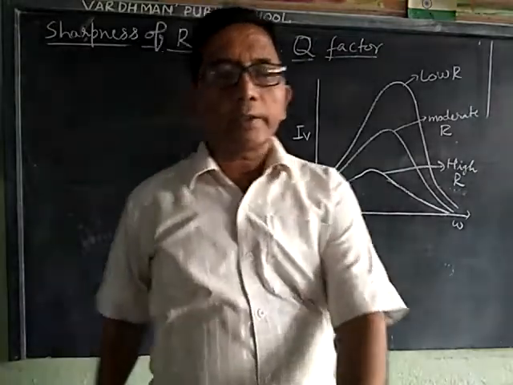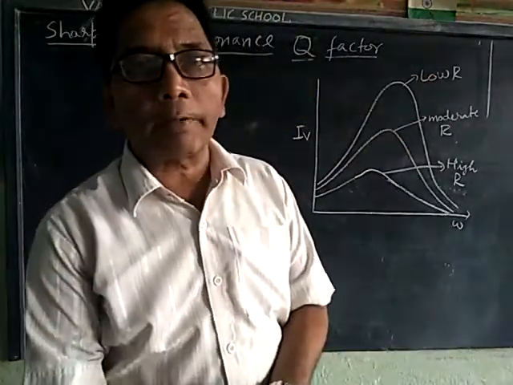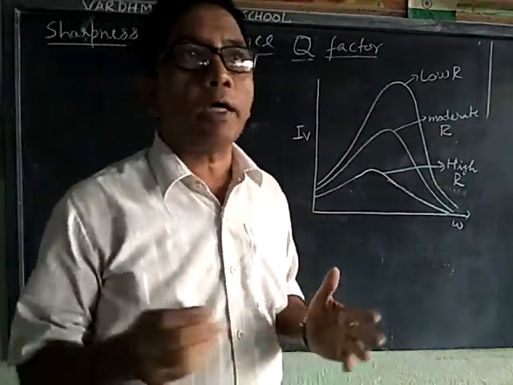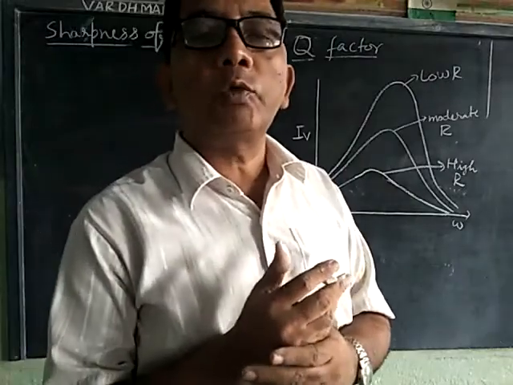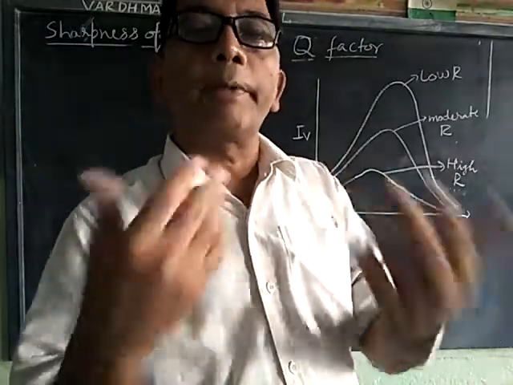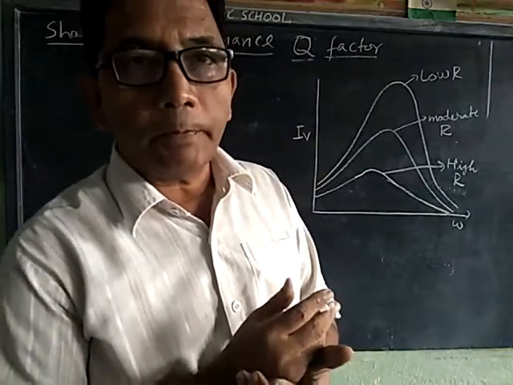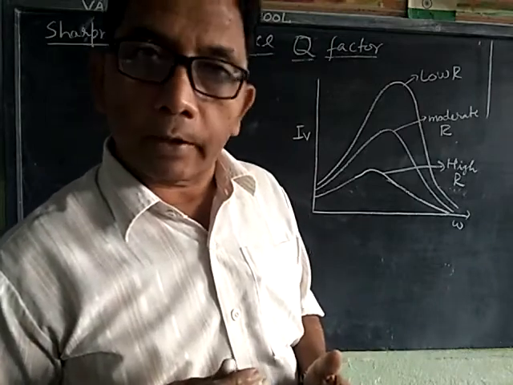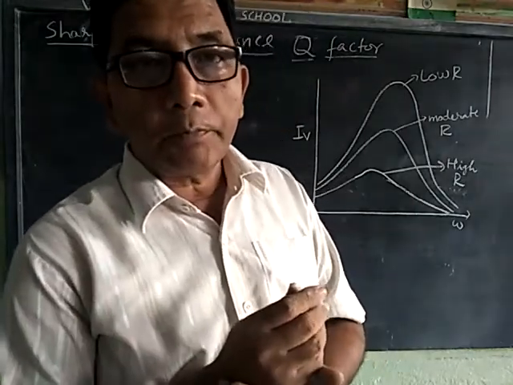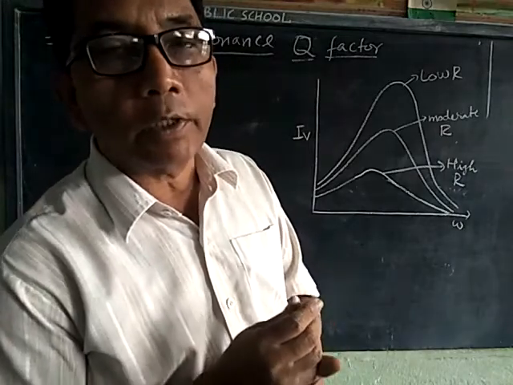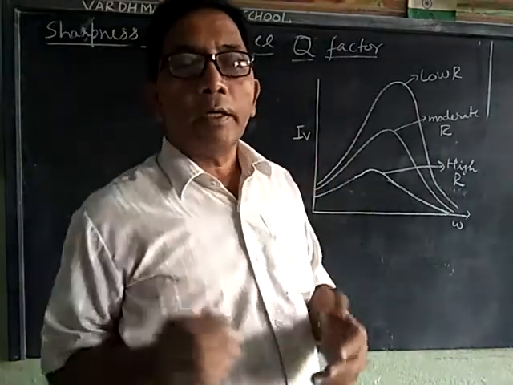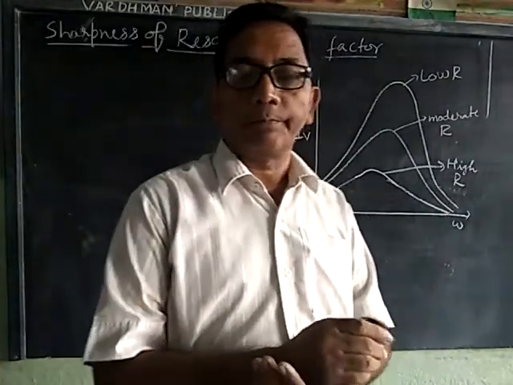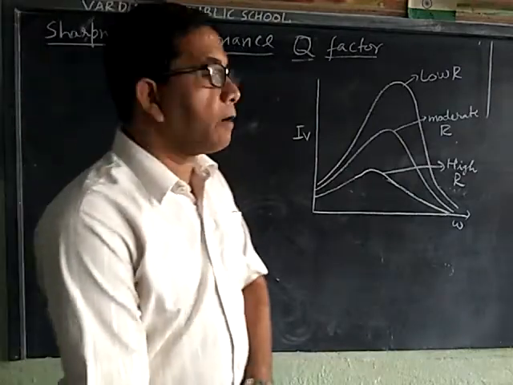Now, what is sharpness of resonance or quality factor? A resonance is said to be sharp if around the resonant frequency the amplitude of the current falls off rapidly. A resonance is said to be flat if around the resonance the amplitude of the current decreases slowly. This is the sharpness of resonance.